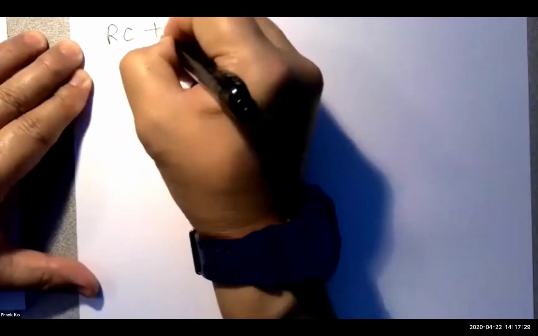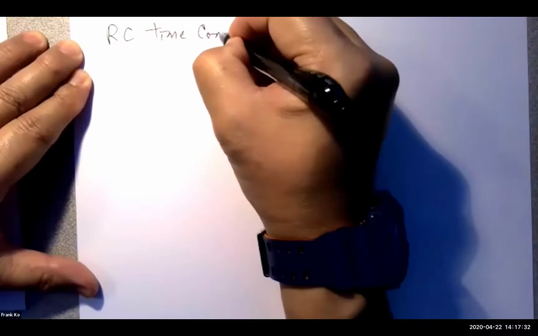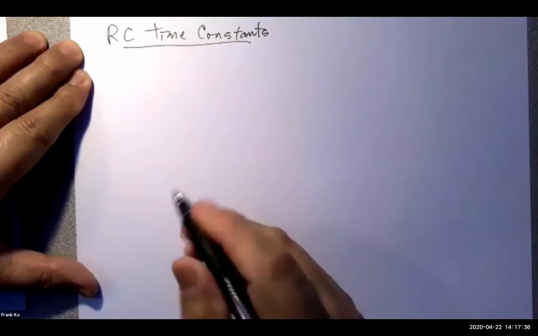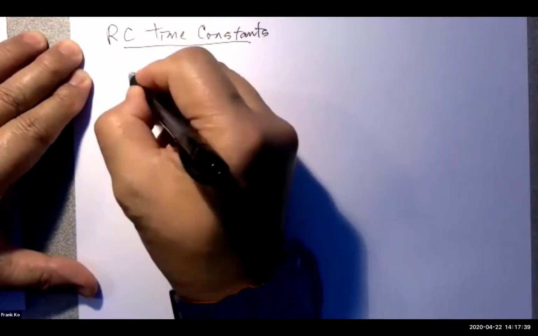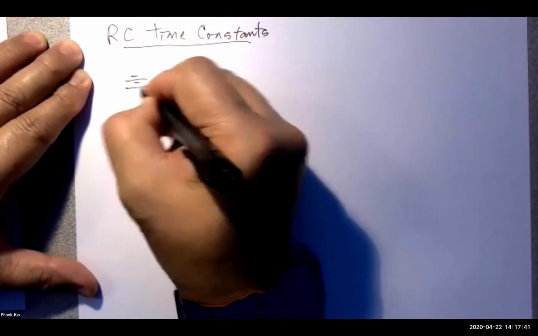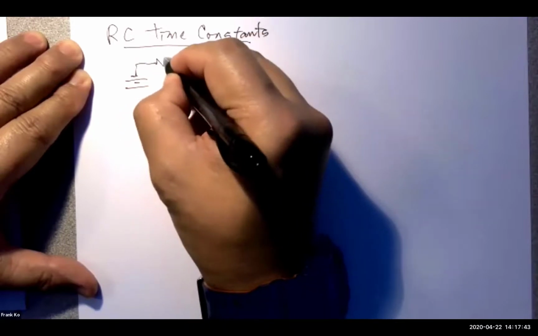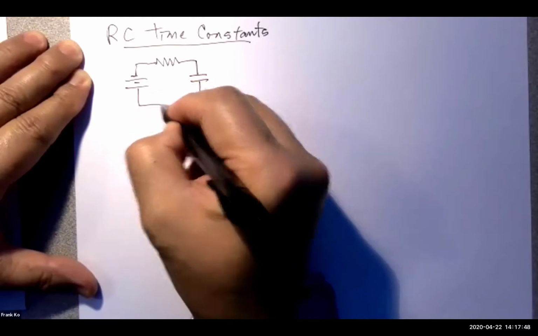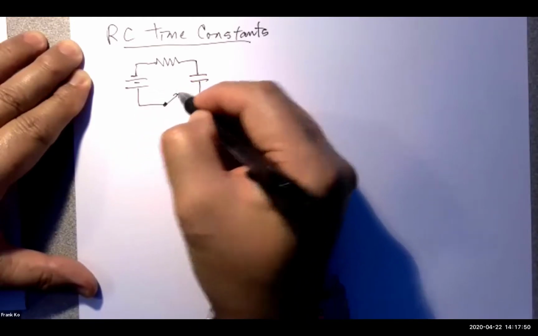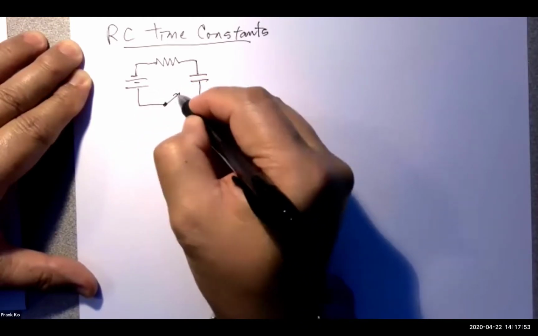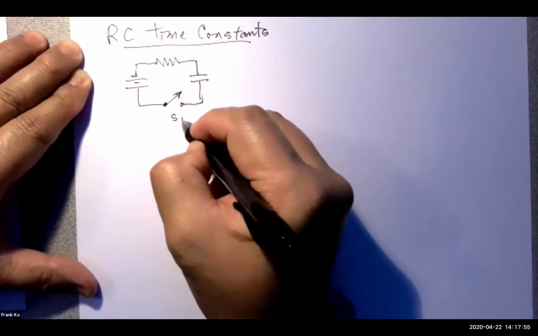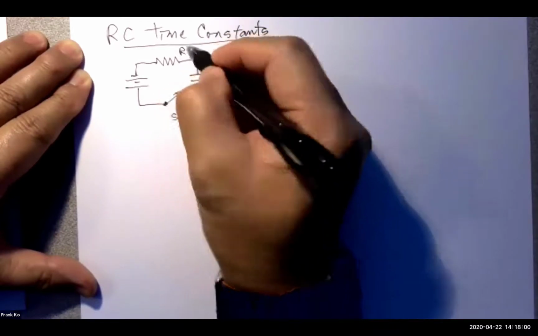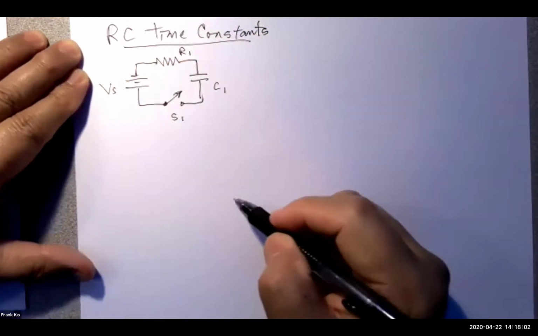RC time constants. So for RC time constants, let's say I happen to have a circuit. So this represents a switch, S1. This represents C1. This represents R1, and this represents my voltage source.